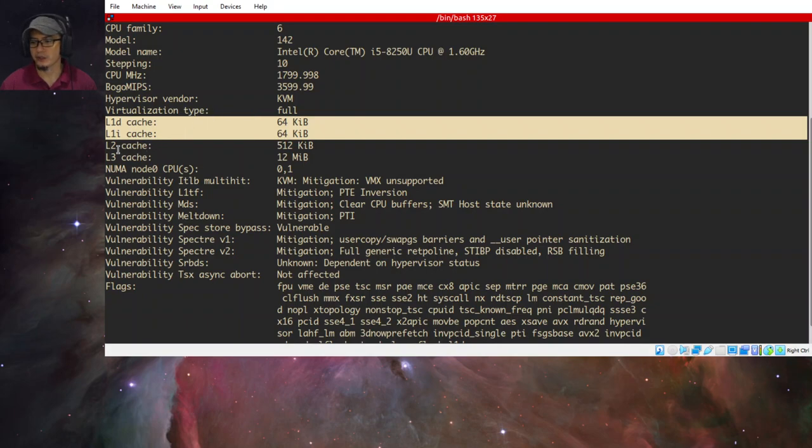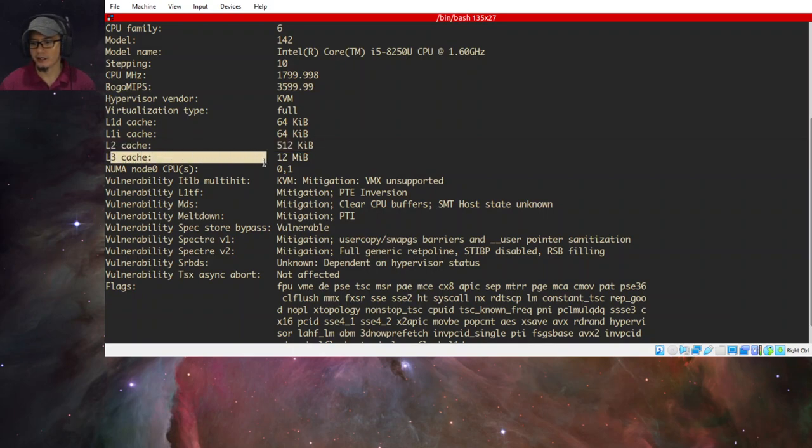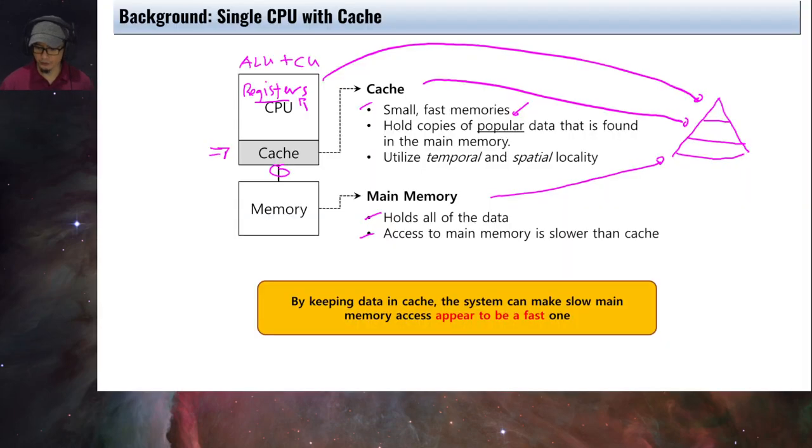Then in addition to the L1 cache, we also have an L2 cache, which is slightly larger in capacity, which is in this case 512 kilobytes. And the L3 cache is larger, which is 12 megabytes. So if we're going to draw that, this cache here is still divided into L1, L2, and L3. By keeping the data in the cache, the system can make the slow main memory access appear to be fast one. We'll see this in the succeeding slides.